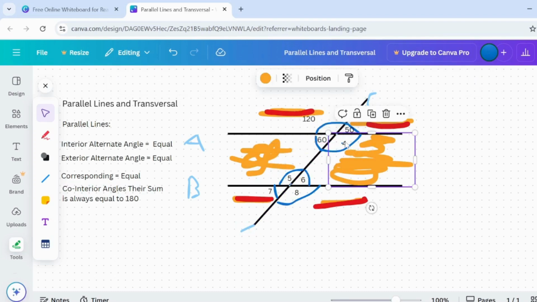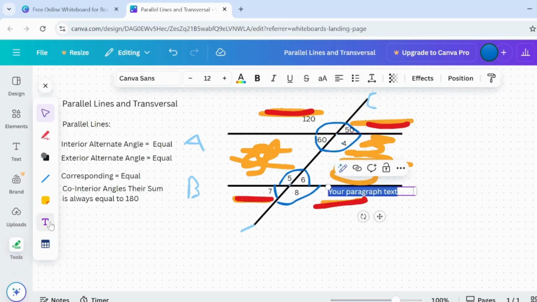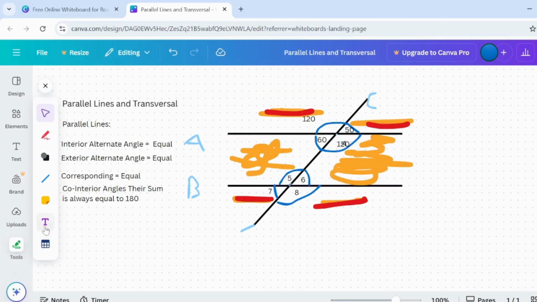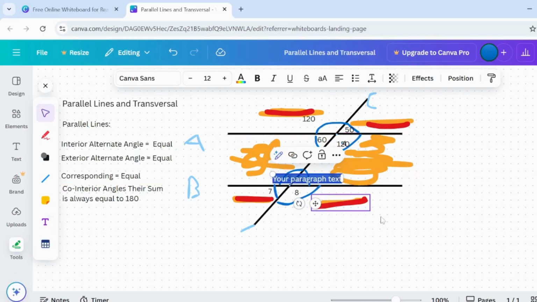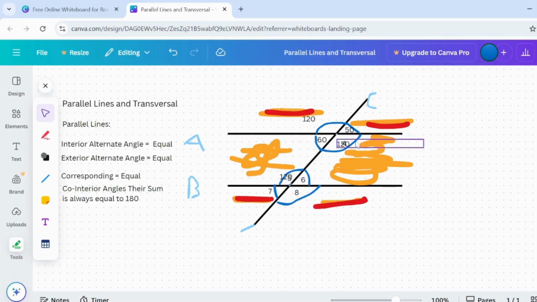So angle 4, let's keep angle 4 as 120 degrees. And angle 5, let's say, also as 120, and I will leave these three angles. I'm not going to define any values, we have to find them out.